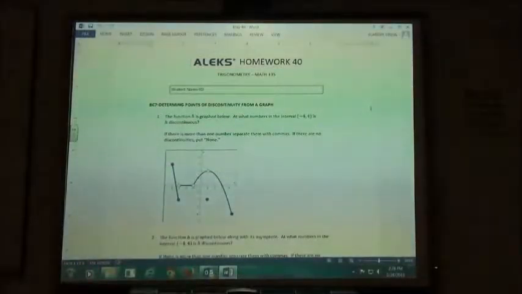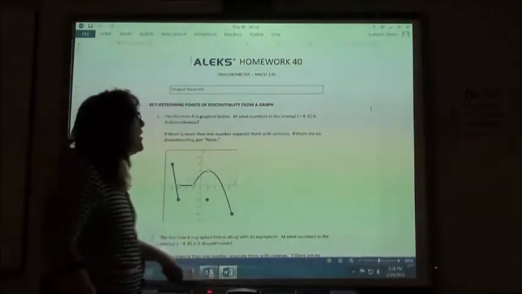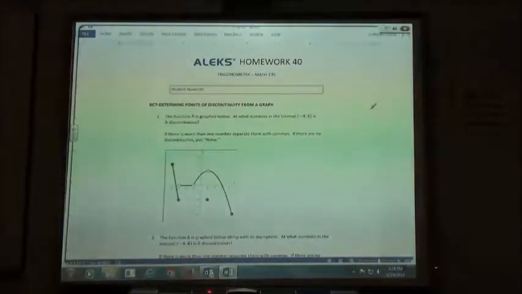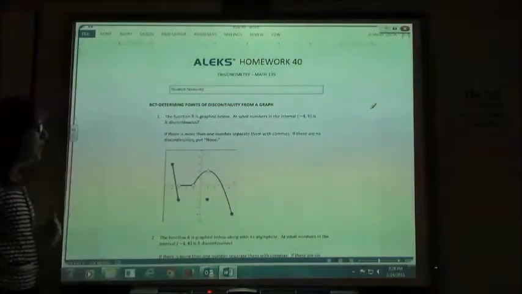Last homework page, homework 40. I'm still going to be dealing with limits, but before we go back to talking about limits, we are going to determine points of discontinuity from a graph.